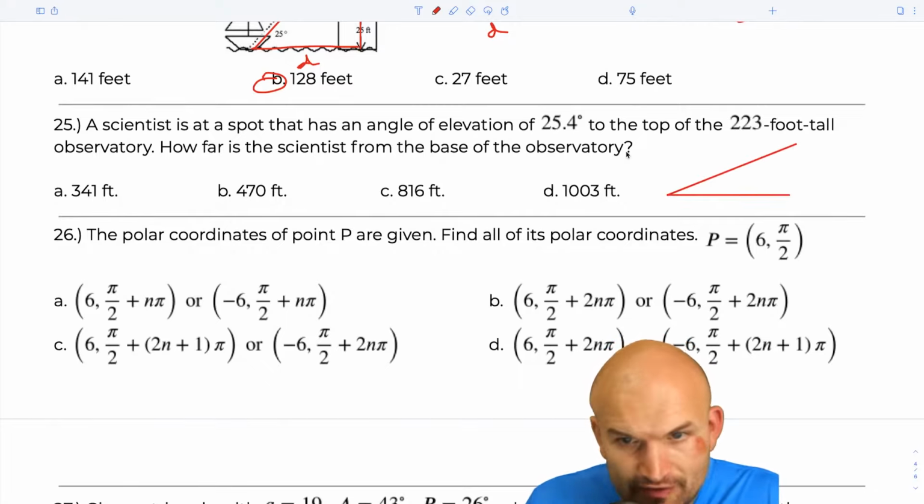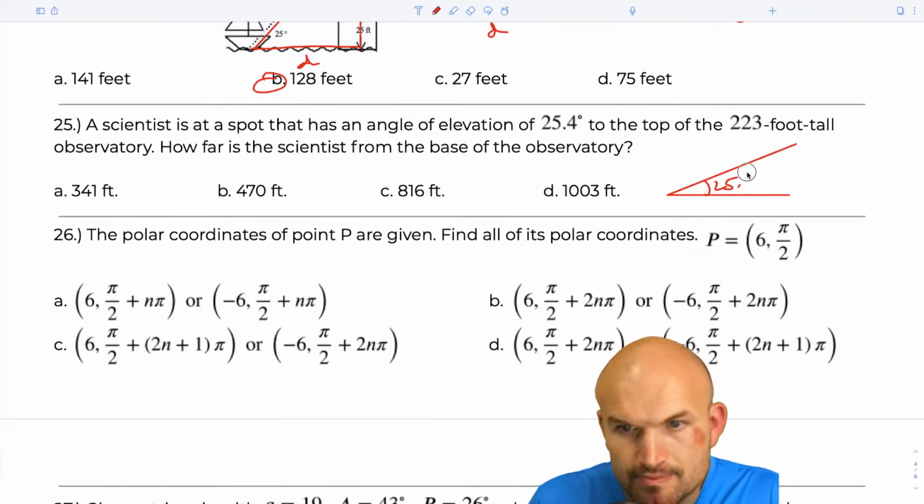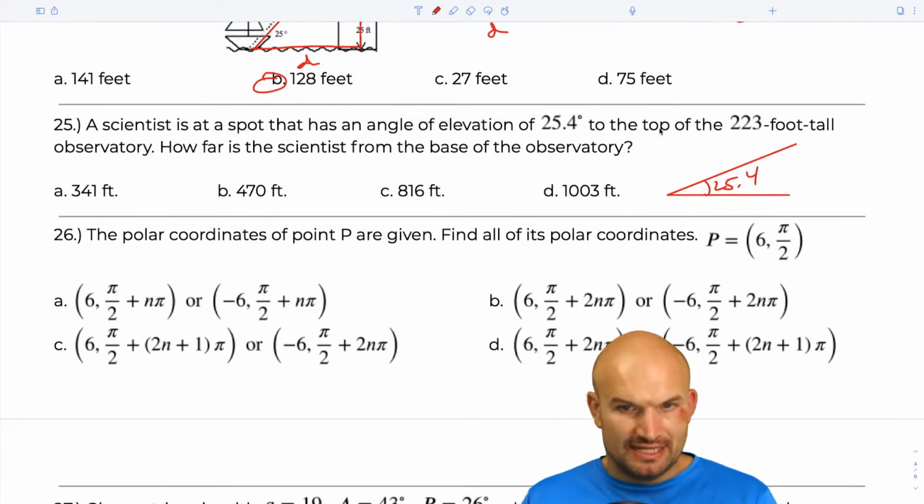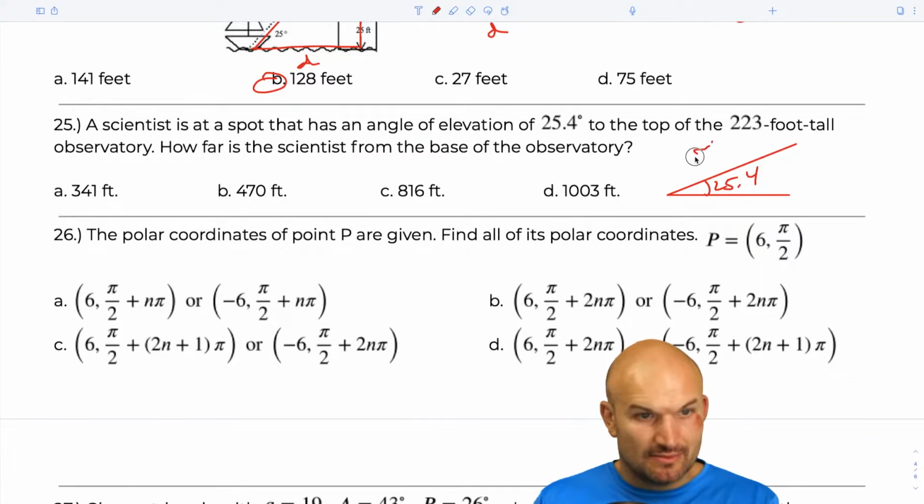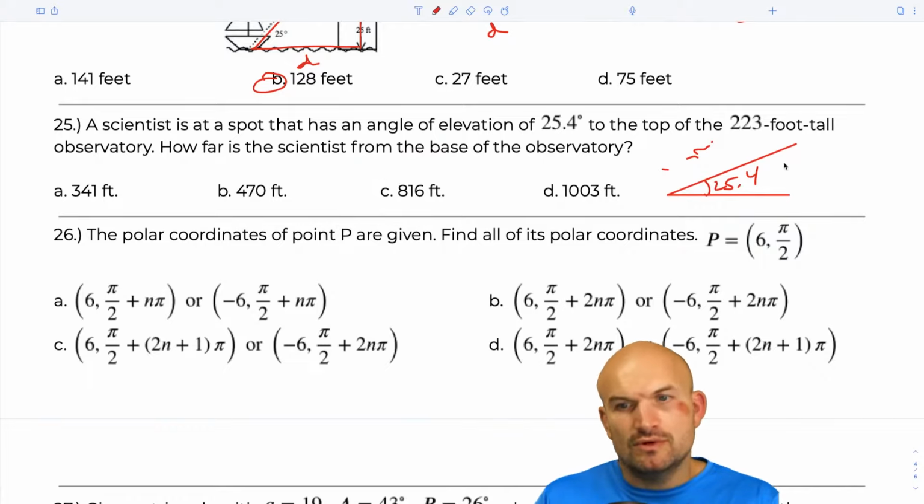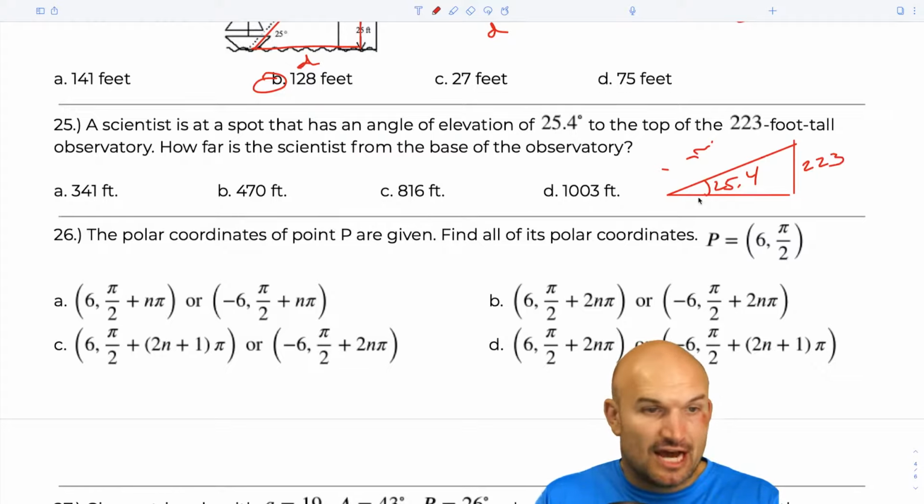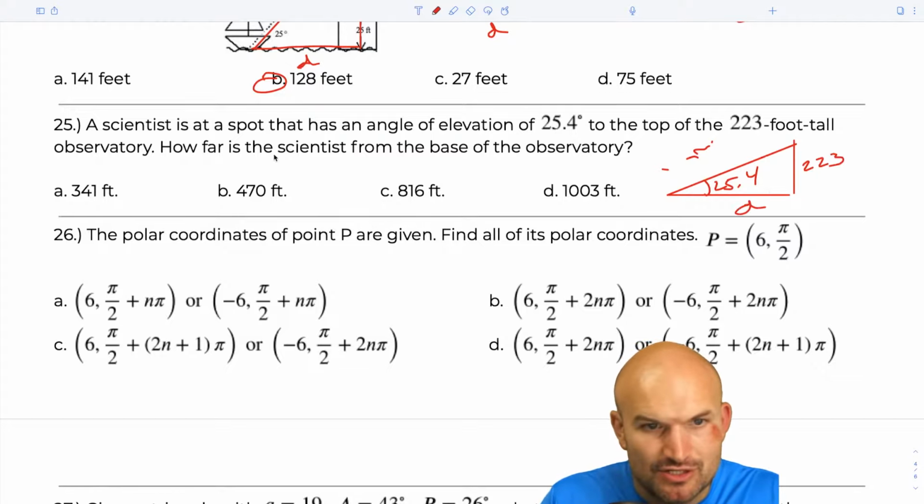So it has an angle of elevation of 25.4 degrees, and to the top of the 223-foot building observatory, how far is the scientist from the base? So it's saying this is 223, and asking how far away it is. Yeah, it's basically the exact same question.